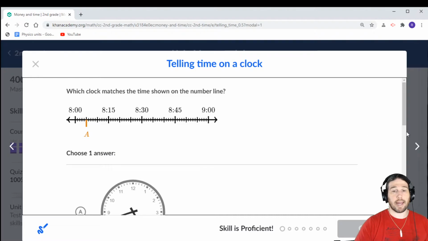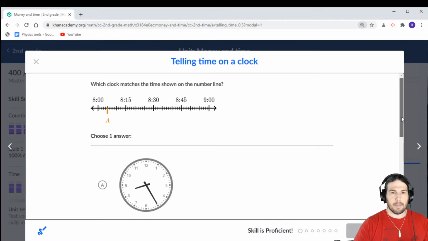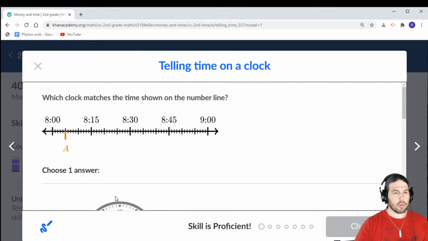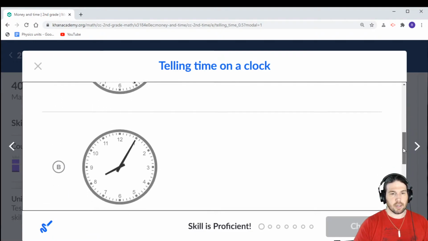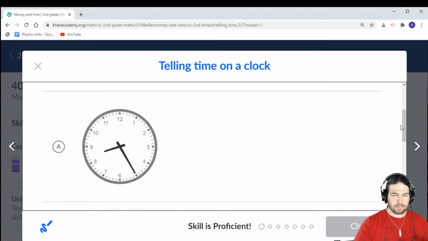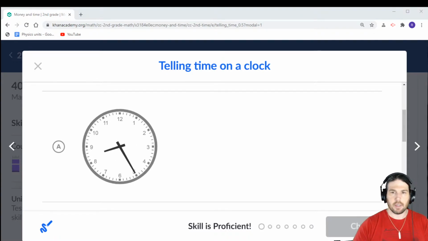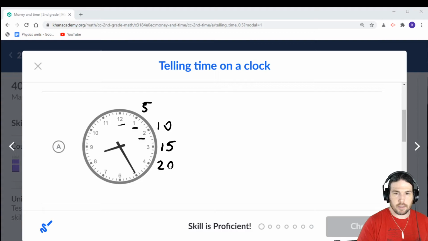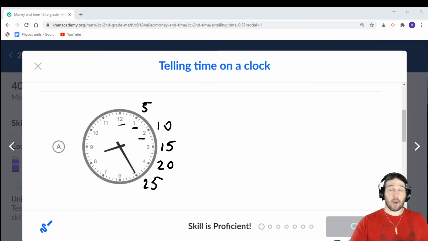And we're going to tell time on a clock. Which clock matches the time shown on the number line? So the number line says 8:05. So we're going to look for the one that says 8:05. And we're going to remember that we are counting by fives when it comes to the minute hand, right? The numbers that are actually on the clock show the hour. It is up to us to remember that the minute hand is actually counting by fives in a clockwise fashion. That's why it's called clockwise. So what we're looking at here is 8:25, not 8:05.